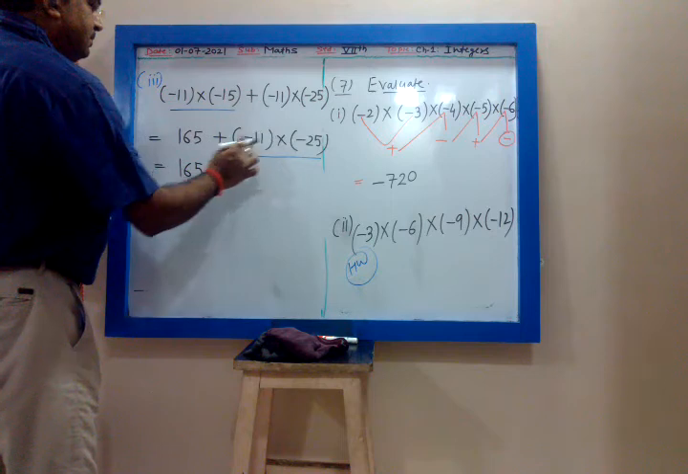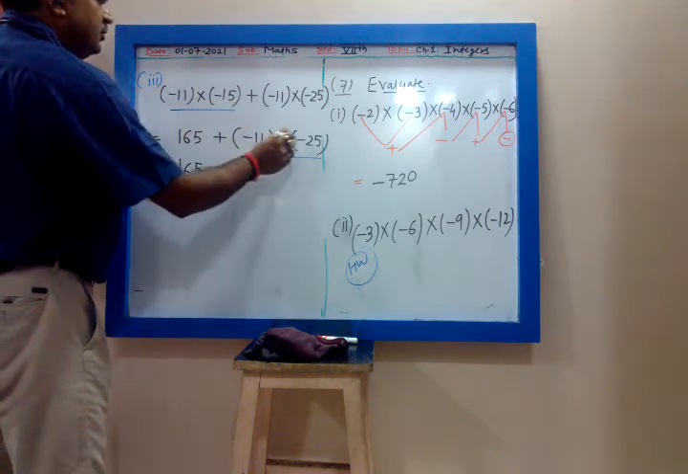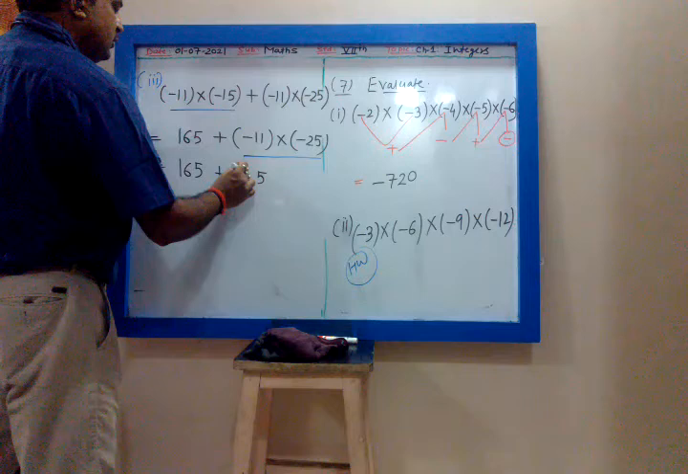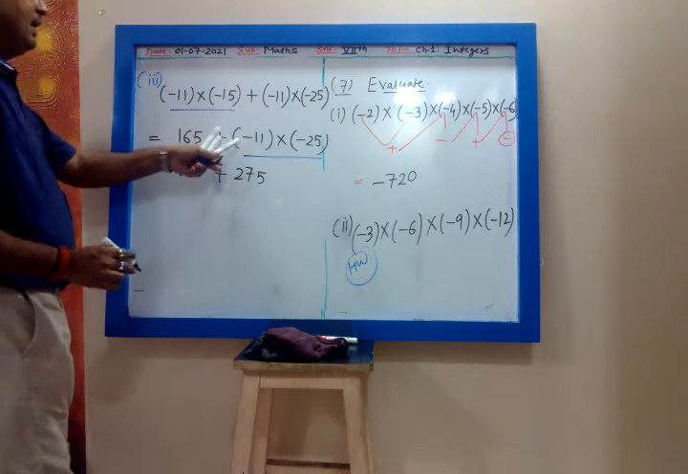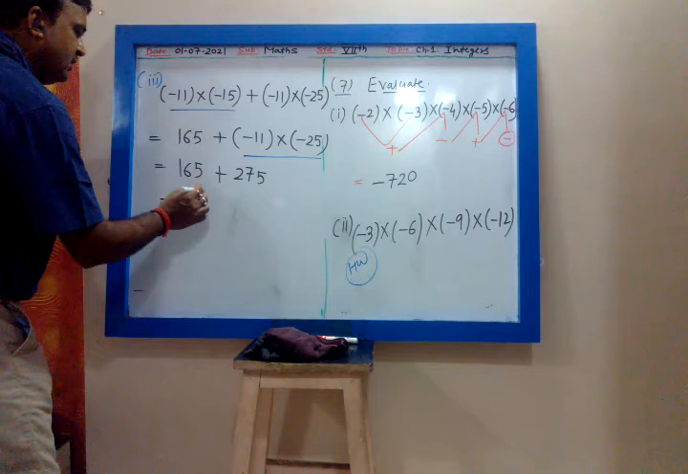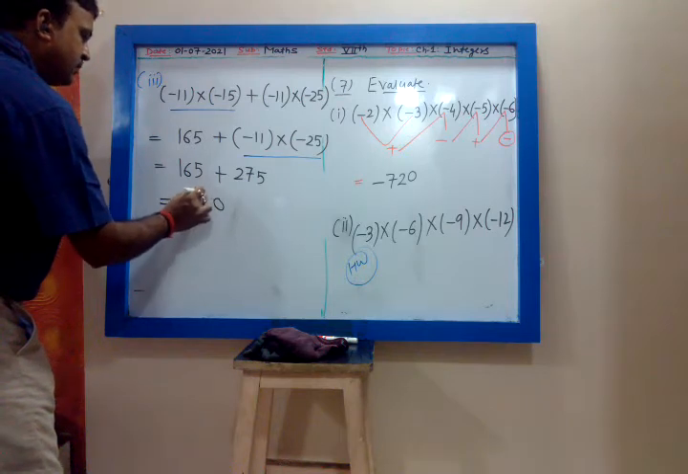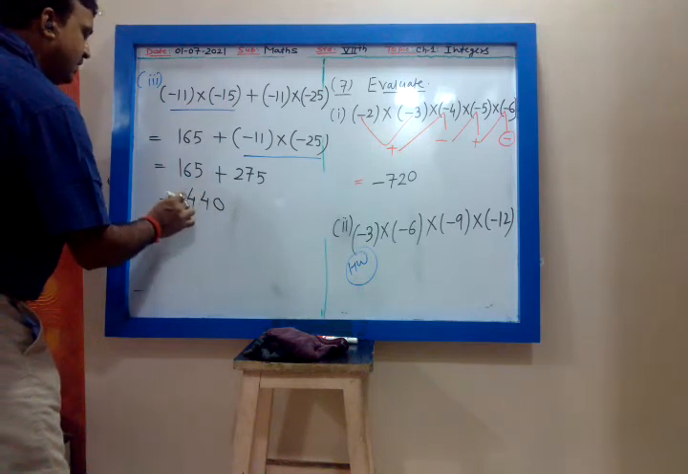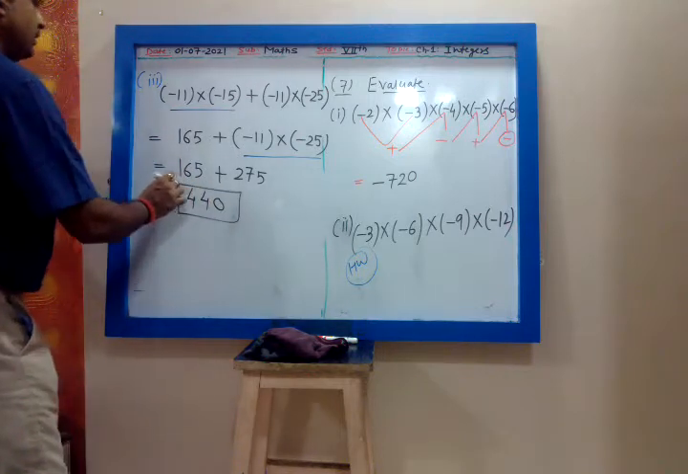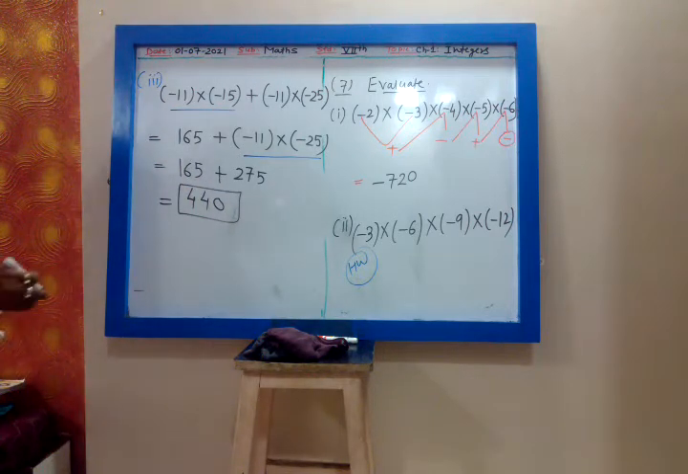Minus into minus, plus 11 into 25: 11 5s are 55, 275. So minus into minus, plus 275. Now you have to add: 5 plus 5, 10, 440. The answer is 440. Very good.